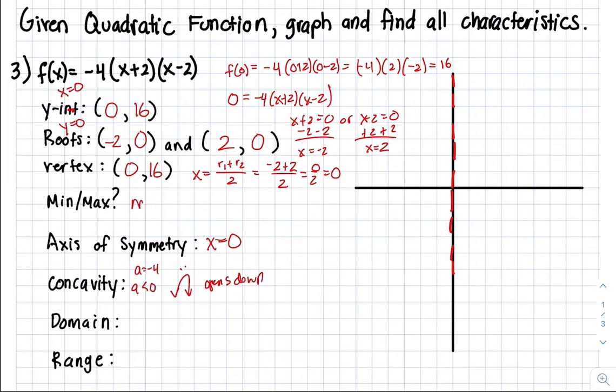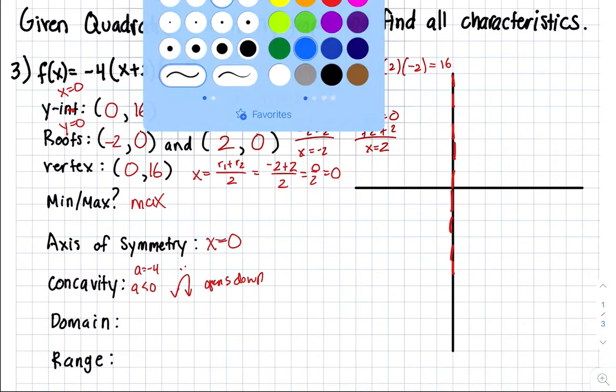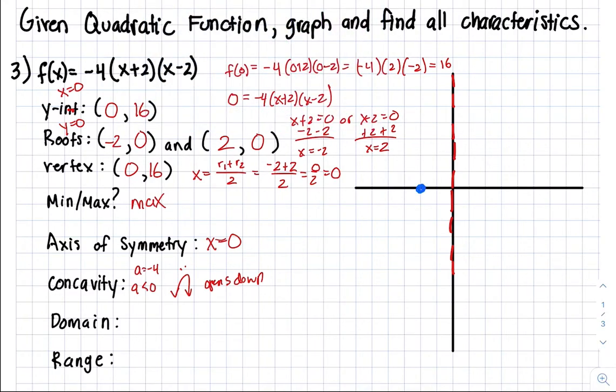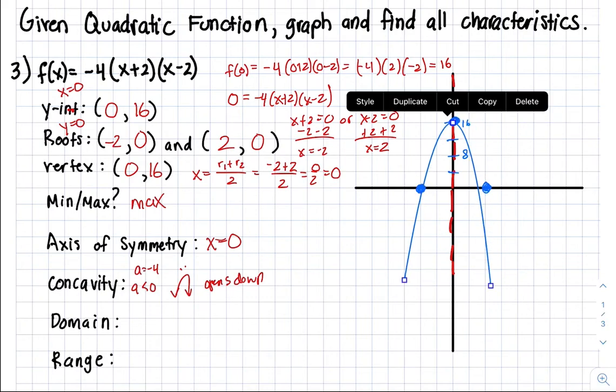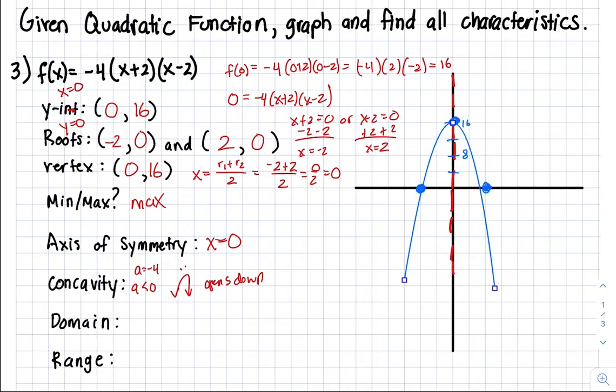So when it opens down, you'll have a maximum, and now we can start graphing. Negative 2, 0 is there, 2, 0 is there. I'll just do these by intervals of 4. That's a lot easier. So 0, 16 is right there. Graph. And the axis of symmetry, which is x is equal to 0, is right there.